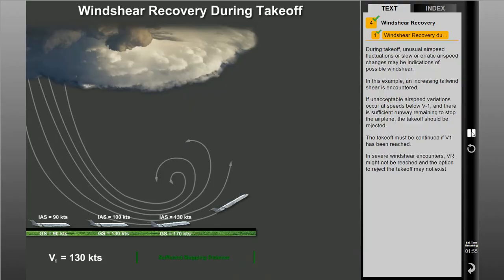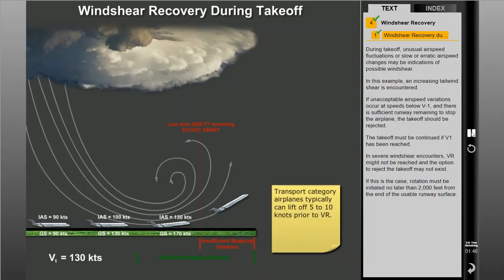In severe wind shear encounters, rotation speed might not be reached, and the option to reject the takeoff may not exist. If this is the case, rotation must be initiated no later than 2,000 feet from the end of the usable runway surface.